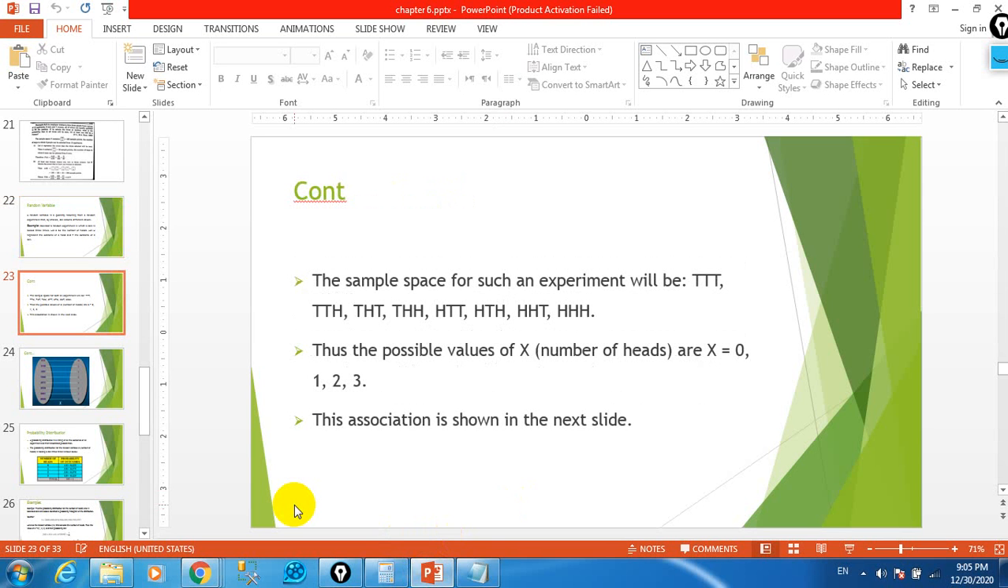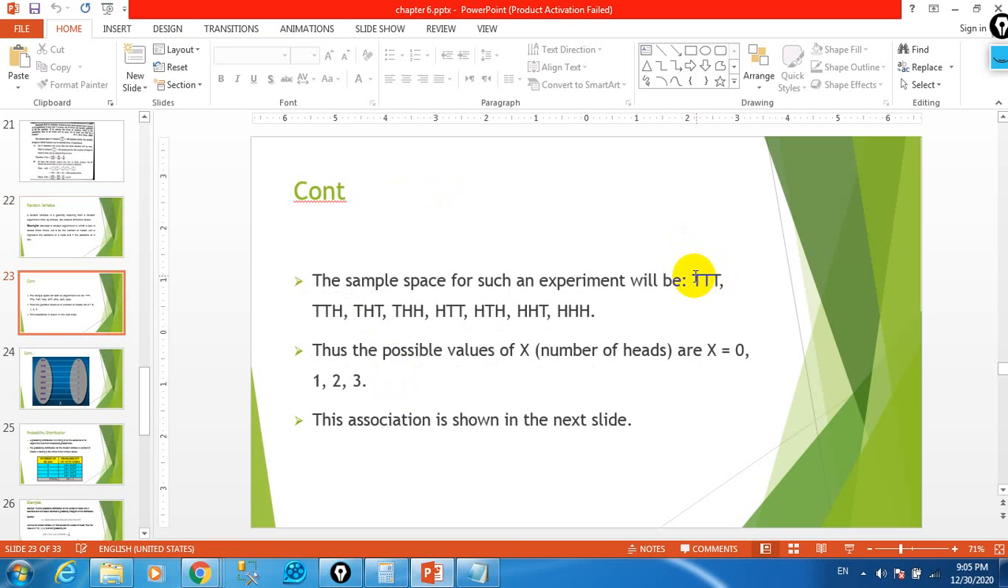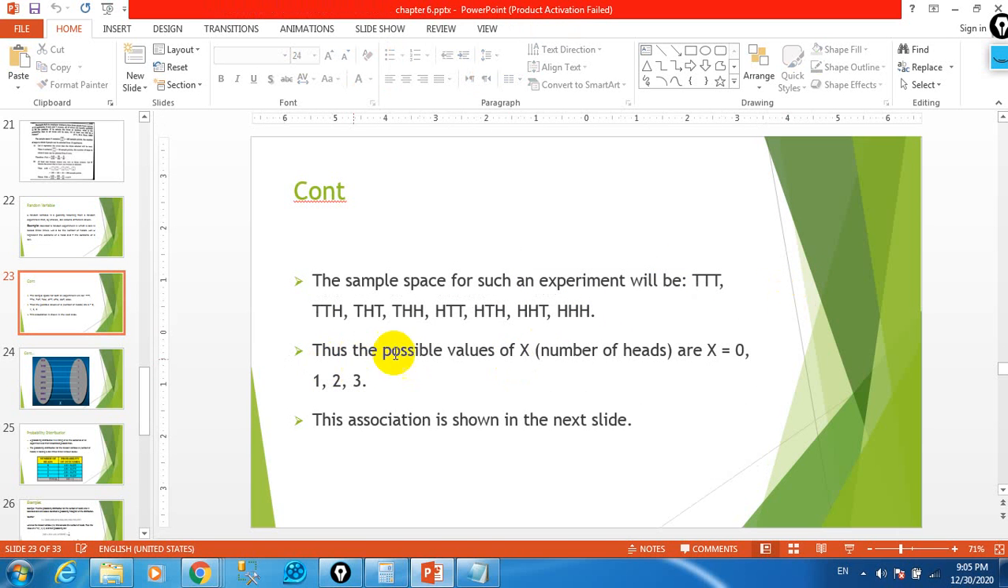Okay, so the sample space for such an experiment will be TTT, TTH, THT, THH, HTT, HTH, HHT, HHH. For example, if we are tossing a coin 3 times.